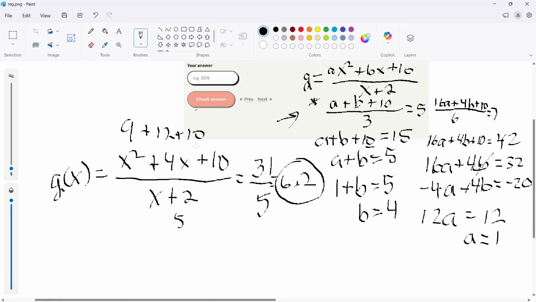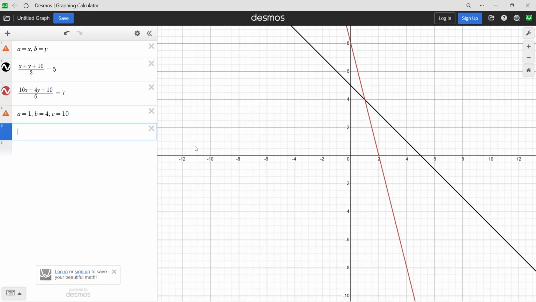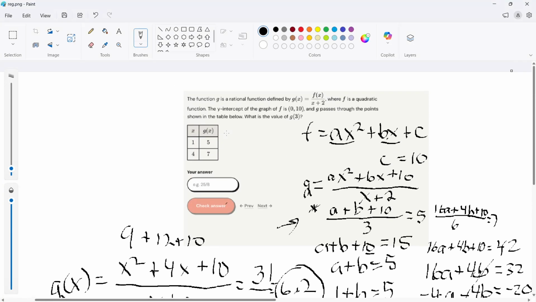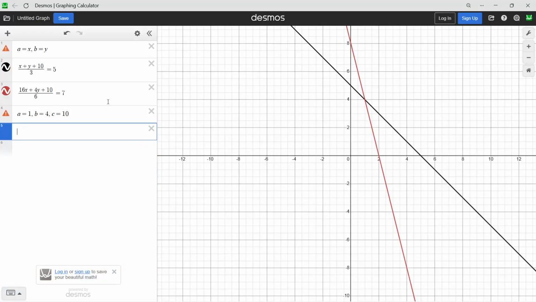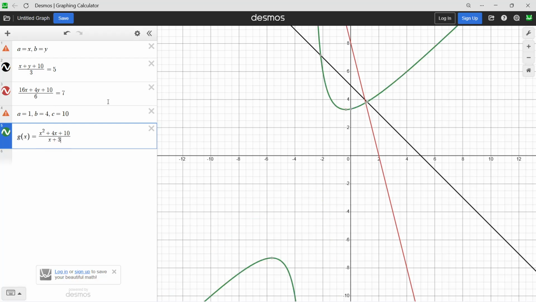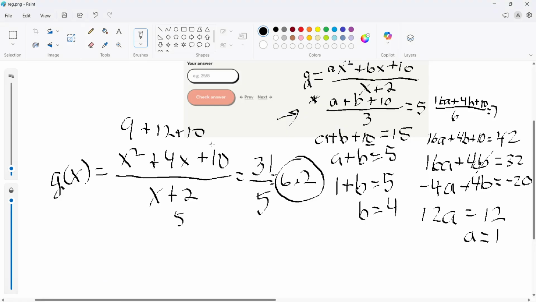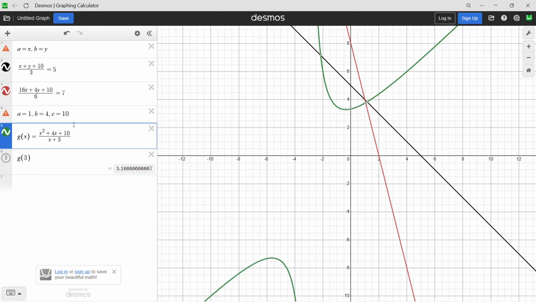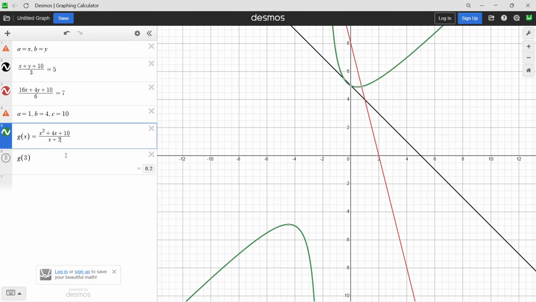So now I can put in my equation. If a is 1, b is 4, and c is 10, I know that g of x equals, put my slash in, ax squared, which is 1x squared, just x squared, plus bx, plus 4x plus 10 over x plus 3. And now I can put in g of 3. What is g of 3? And did I get something wrong here? x plus 2, not x plus 3. I put x plus 3. You've got to correct me on these things. It comes out to 6.2. I knew something was wrong because I remembered the answer.